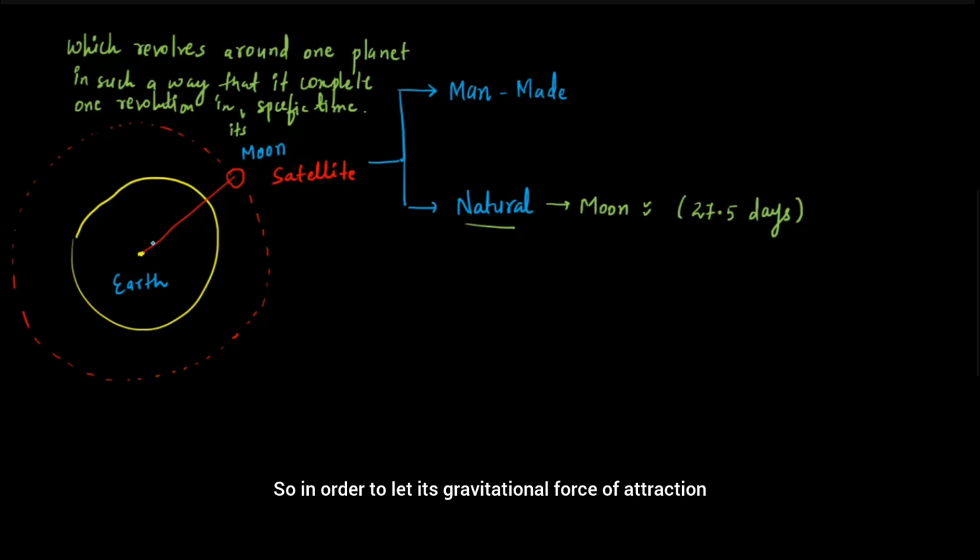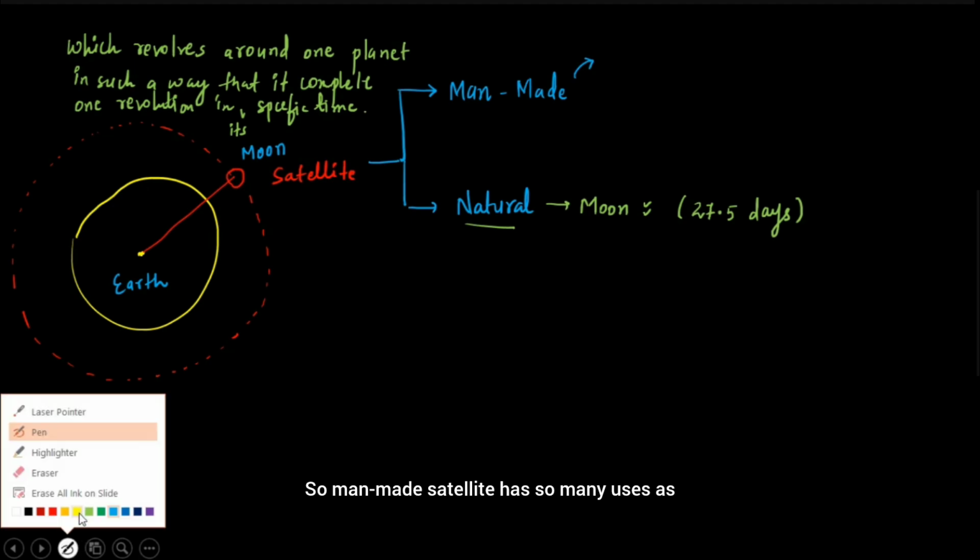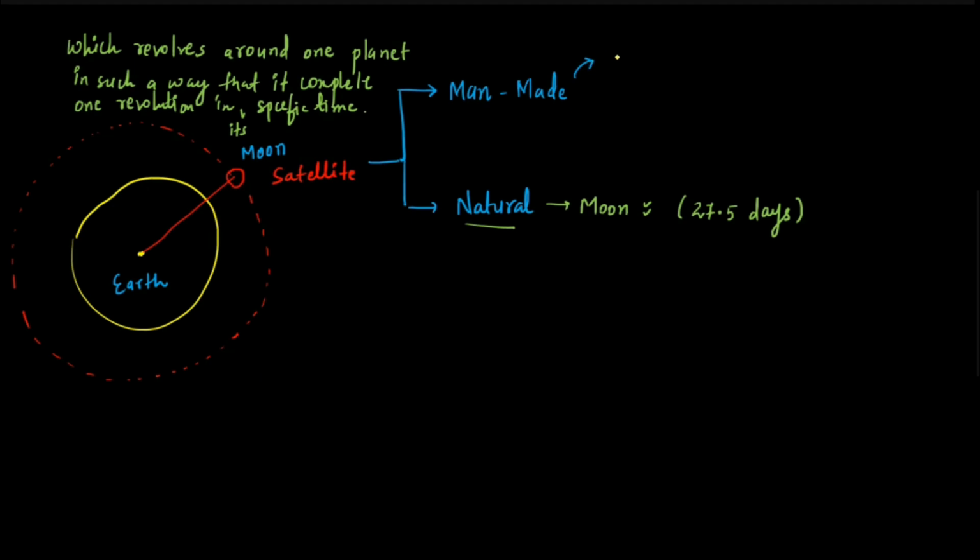So, in order to let its gravitational force of attraction balance these two things equally, some planets do have different satellites. Jupiter has so many satellites; these are natural satellites. Now, the man-made satellite. Man-made satellites have so many uses as well as so many types. One very important type is the geostationary satellite.